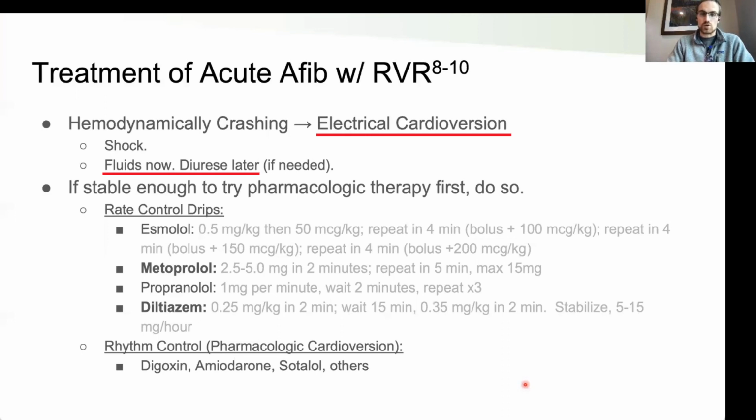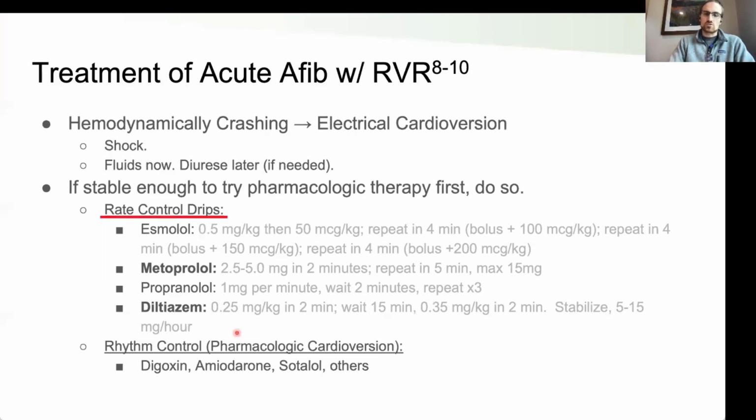Pressure is more important than fluid on the lungs. We can always take up your oxygen. You can always intubate someone if you need to, but you have to keep the pressure up. So even if you have to give fluids, you can still diurese later. But if they're stable enough to try pharmacologic therapy, do so first.